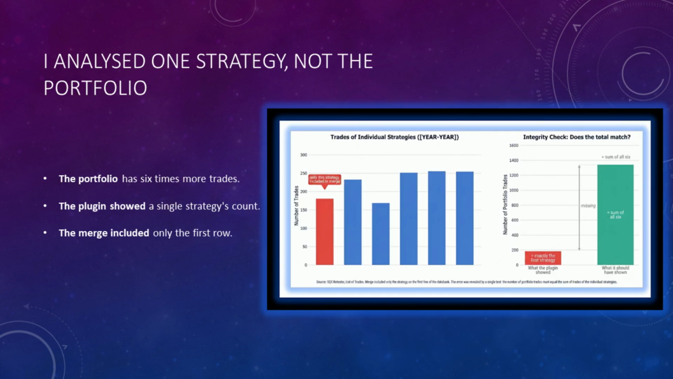Now to the first mistake, because it's instructive. I ran the plugin and got a pass with very pretty numbers, and they were completely useless because the record called portfolio in the databank contained a single strategy. I caught it by the trade count.